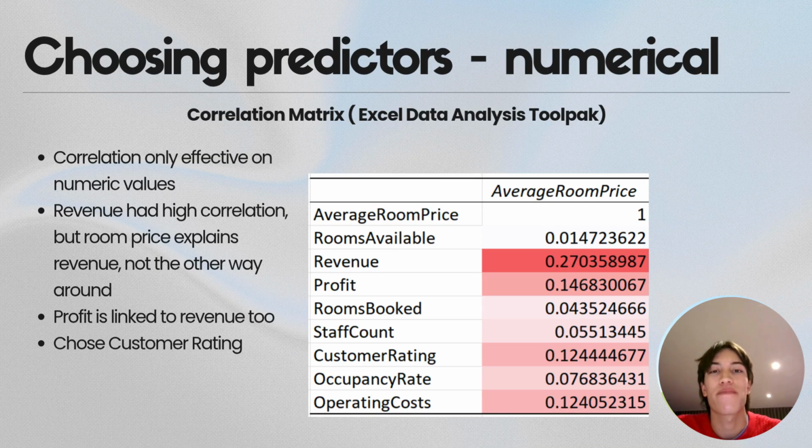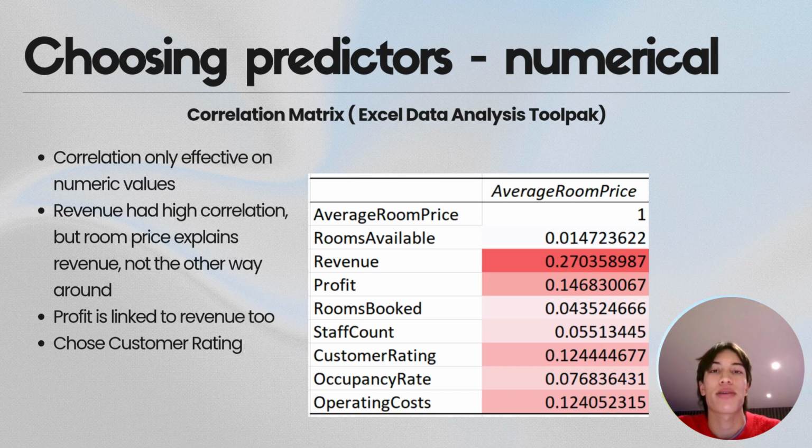However, we decided that revenue was more of an outcome of average room price as opposed to an explanatory factor in the price of the rooms, so we excluded it from our models. We also excluded profits for the same reason. We were interested in customer rating, which showed a moderate relationship with the average room price. Unlike revenue, the relationship wasn't as clearly defined, which made it an interesting variable for further analysis.